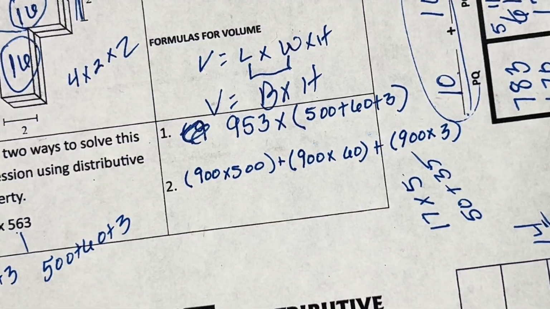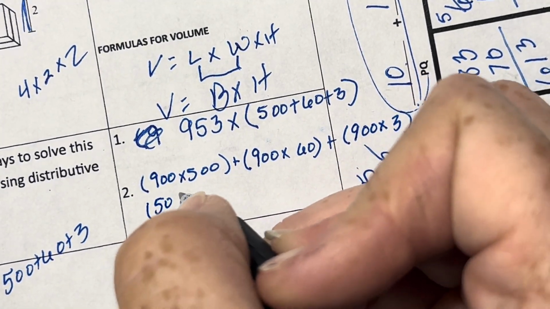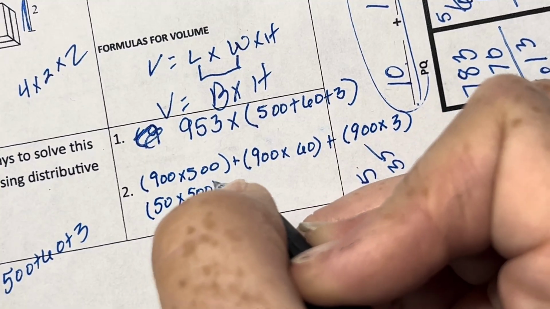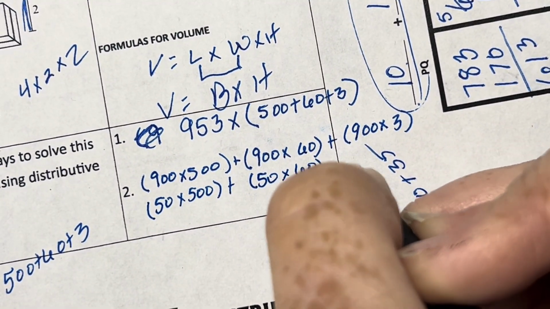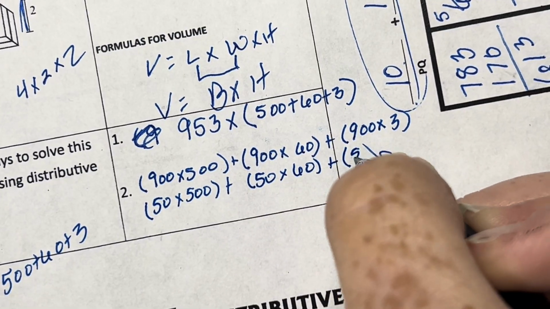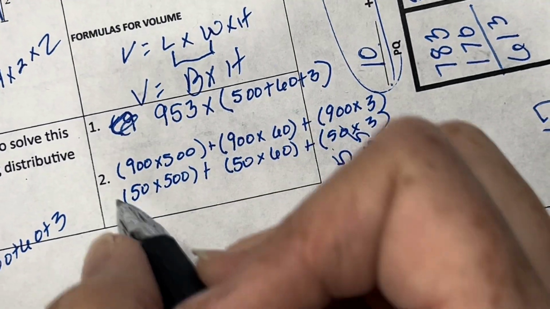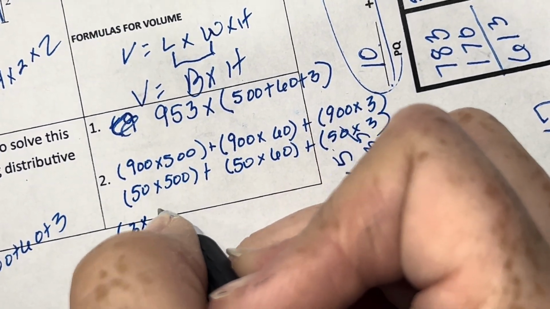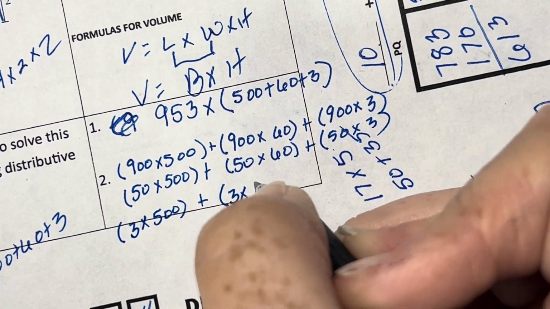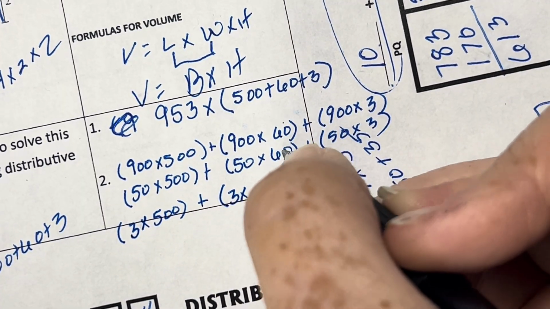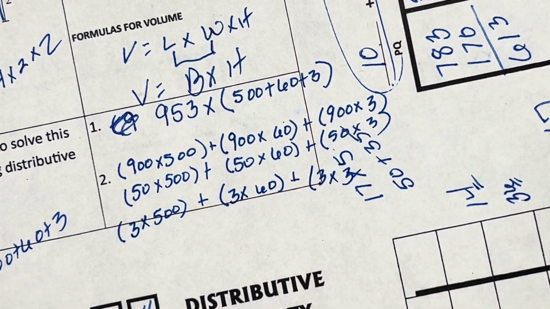Now we're going to do the 50. 50 times 500 plus 50 times 60 plus 50 times 3. Okay, we got the 50. Now we're left with the 3. 3 groups of 500 plus 3 groups of 60. You notice that, 60, 60, 60, plus 3 groups of 3.